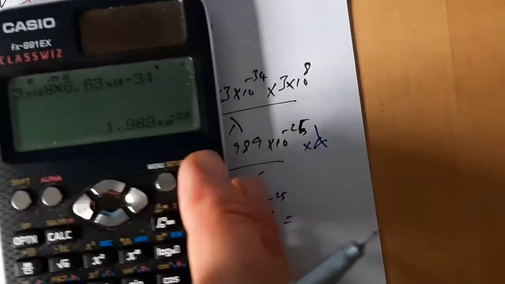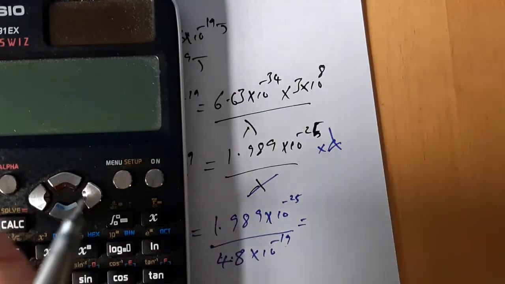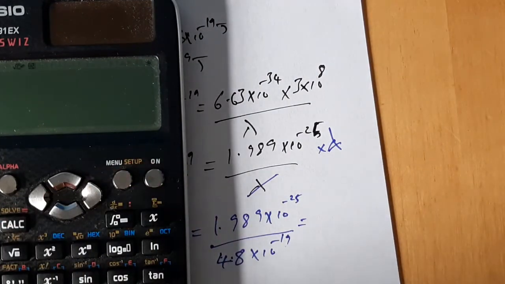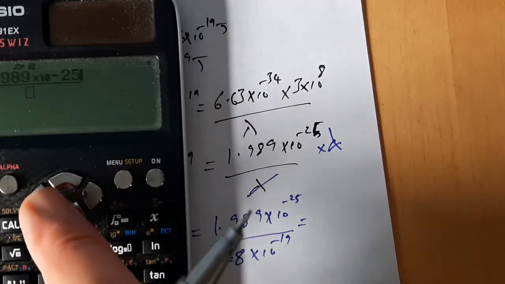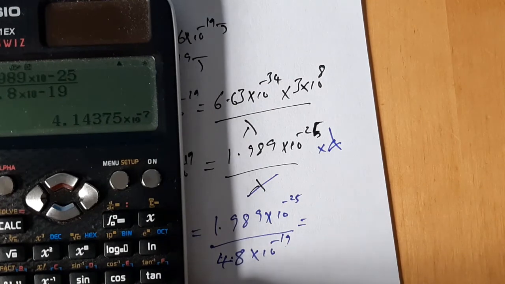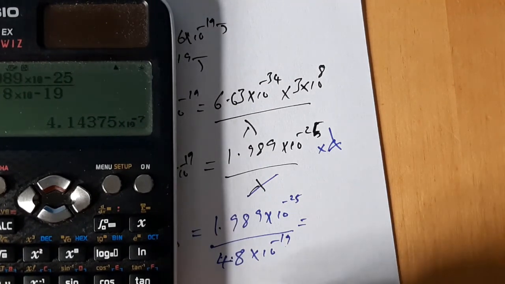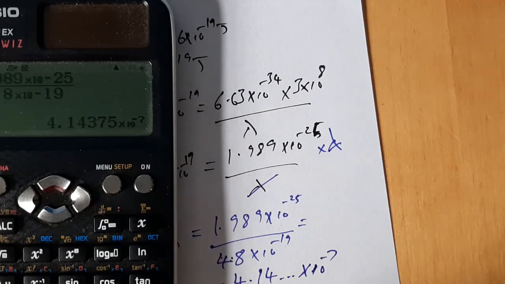Just get that calculator so you can see it. That's pretty good. Okay, so fraction button, 1.989, and then on the bottom, so that gives us 4.14 times 10 to the minus 7, and we're just going to tidy that up in a couple of ways.